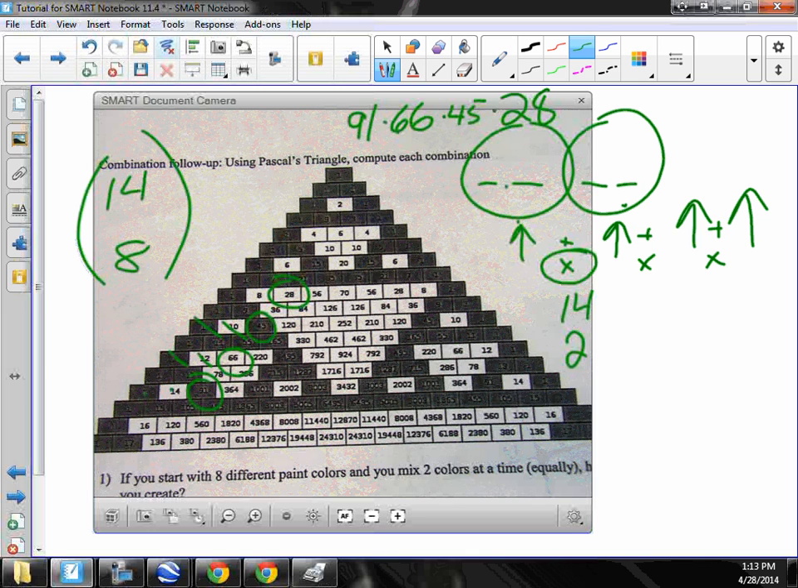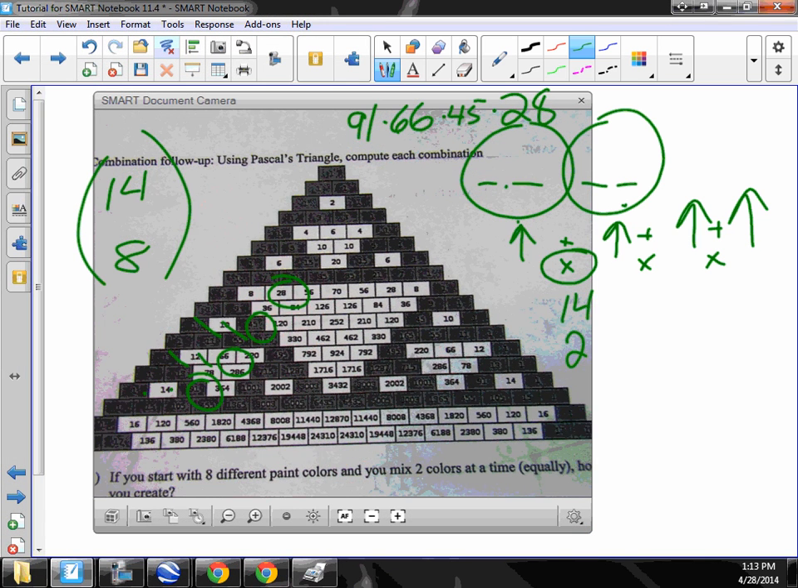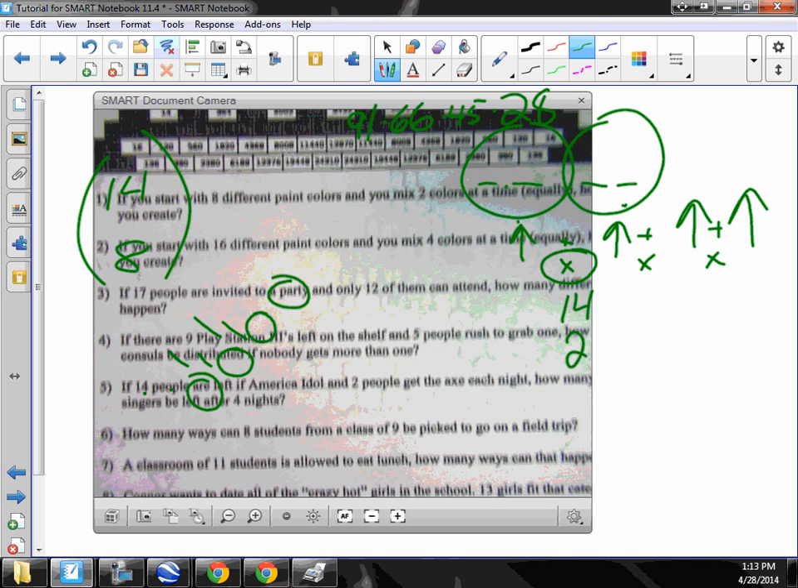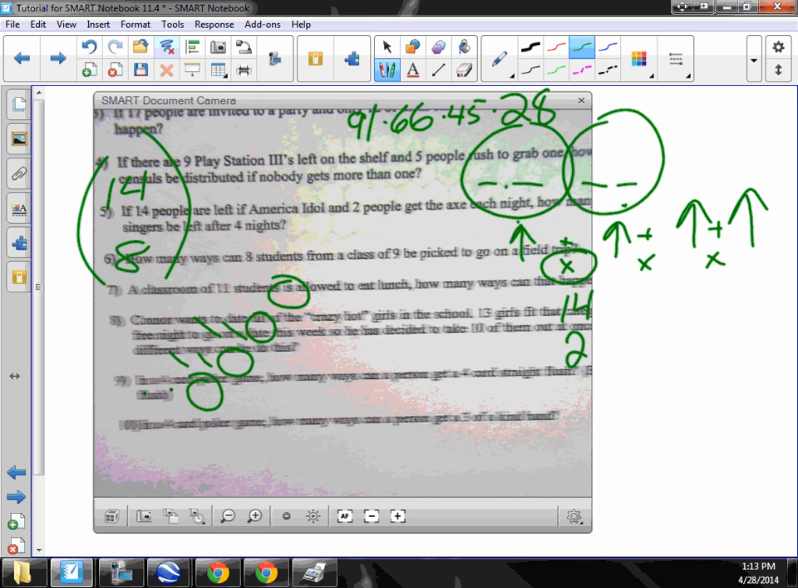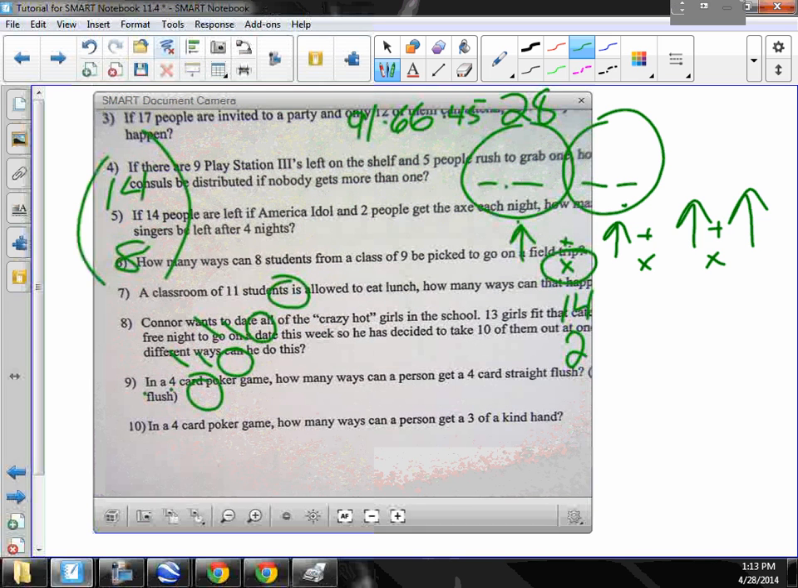Okay, make sure you look at number 8. That's Connor's problem from 2 years ago. And by crazy hot, Connor means crazy and hot. Not like insanely hot. He means crazy and hot.